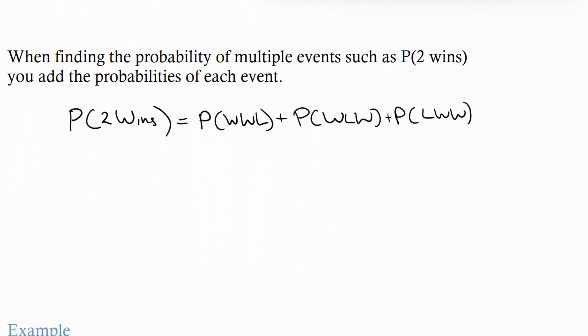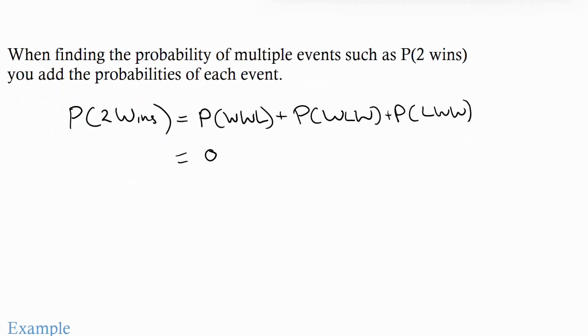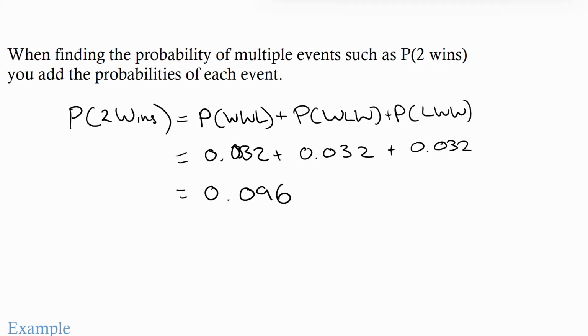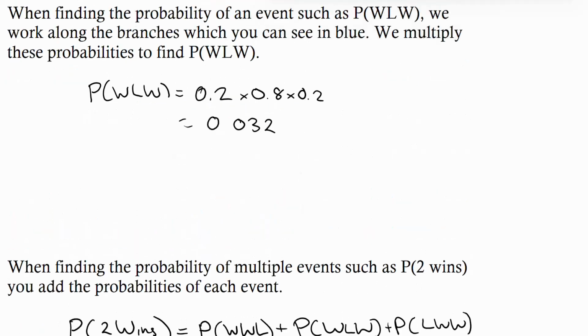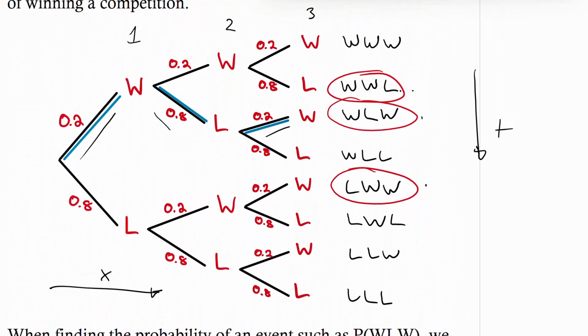I've already calculated these, so it's going to be 0.032 plus 0.032 plus 0.032. That makes sense because they're all the same in this case. So we end up with 0.096 chance of getting 2 wins. Again, with these tree diagrams, when you're working across to find the probability of a singular thing, it's times in those branches. And when we're working down for multiple events, we're adding them.